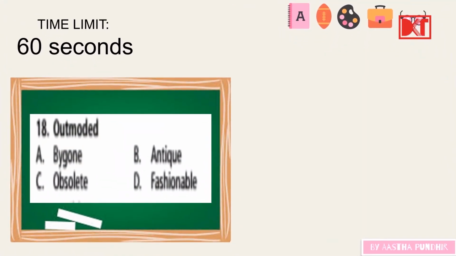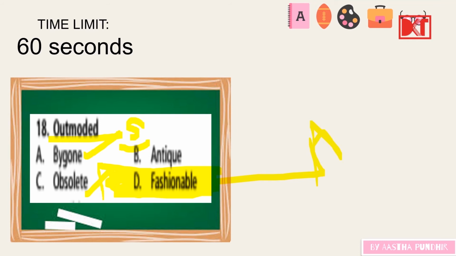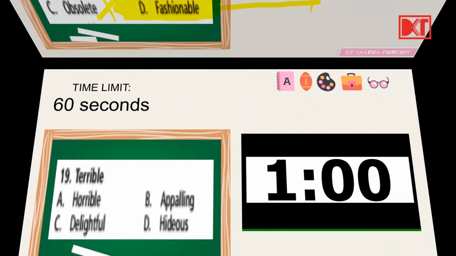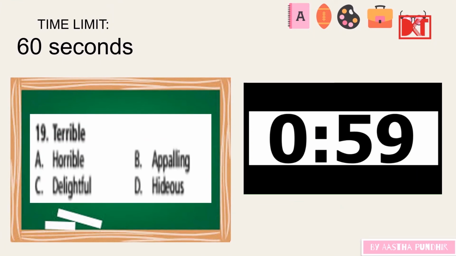Okay, next up we have outmoded. The options are bygone, antique, obsolete and fashionable. Now outmoded, something that is a bygone, antique, obsolete, which means that it is no longer in fashion. So the antonym is fashionable, something that is the latest trend, modern. Okay, others are synonyms. Fashionable is an antonym. So your time starts now.